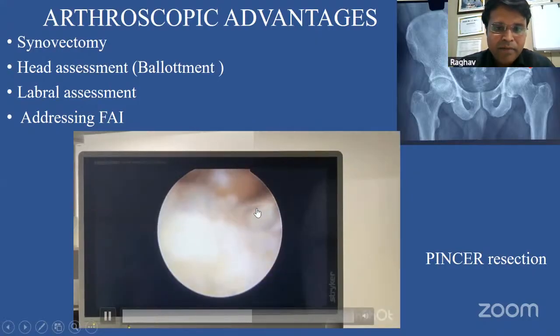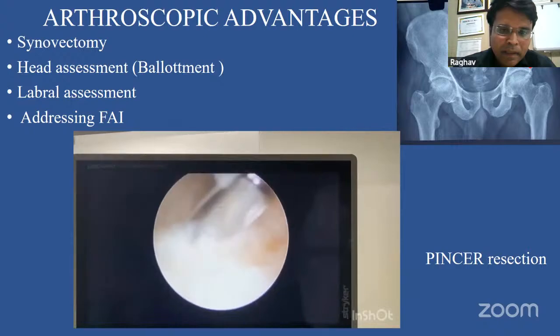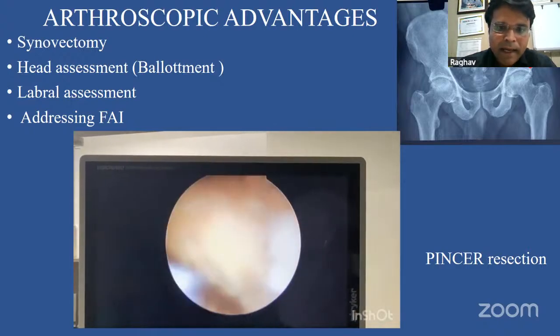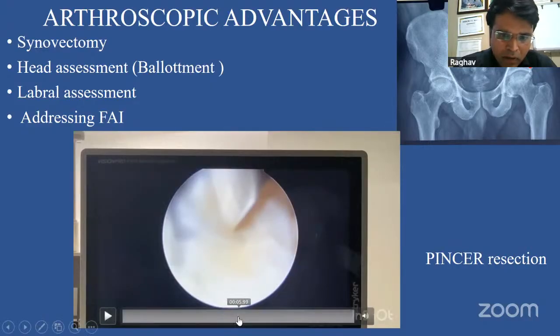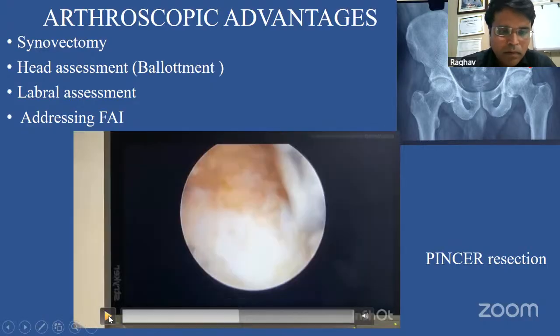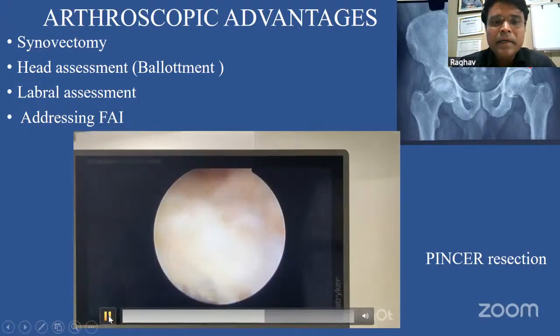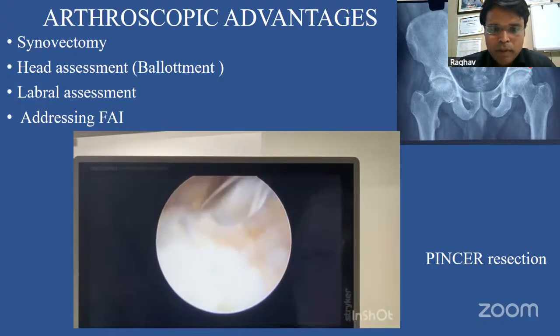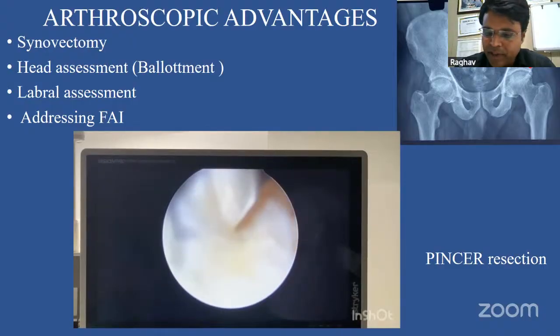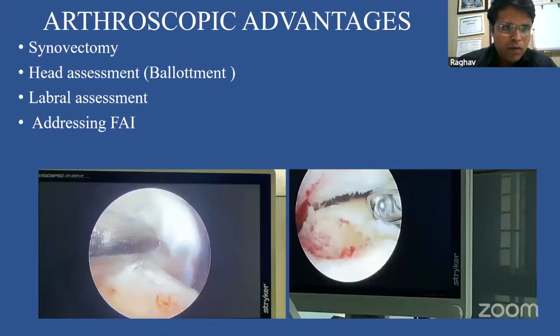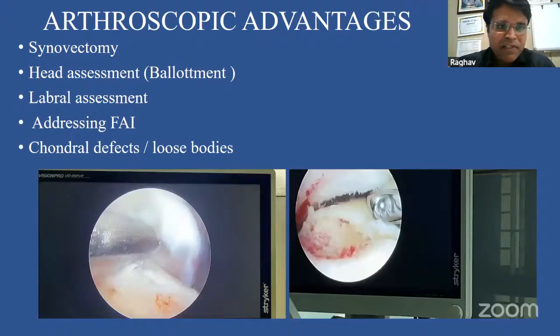I used a shaver first to do a capsular thinning and used a reamer burr to do a rim trimming. So this was a pincer resection, which we can address arthroscopically in case of AVN as well. Now the next important aspect is addressing the chondral defects or the loose bodies as well.